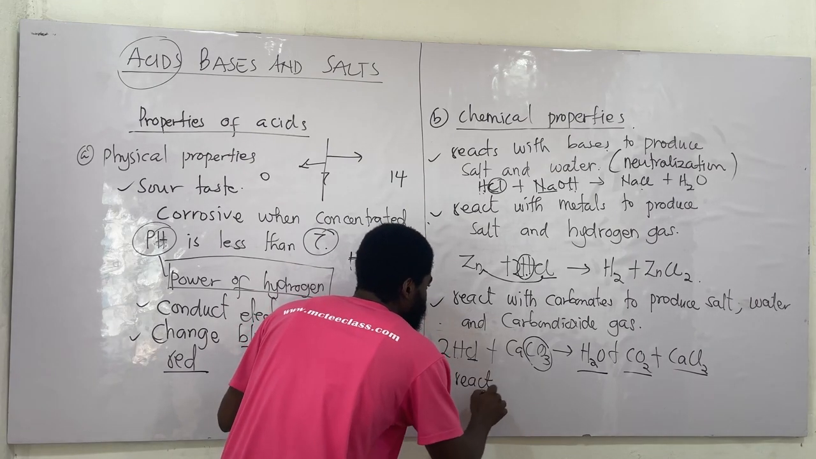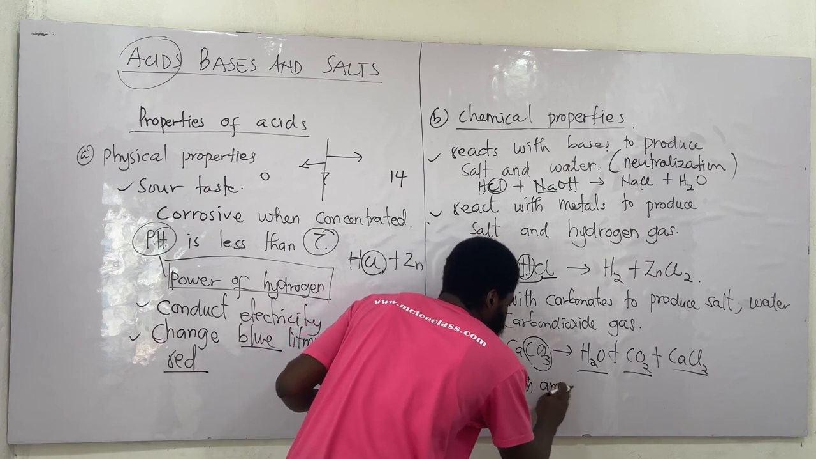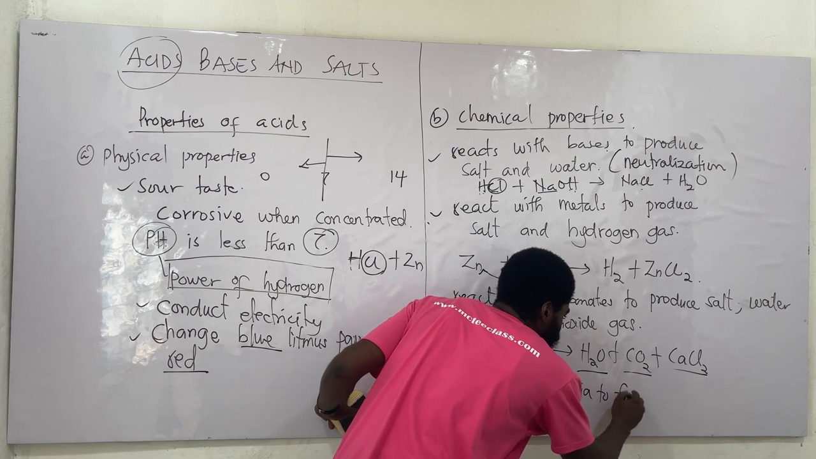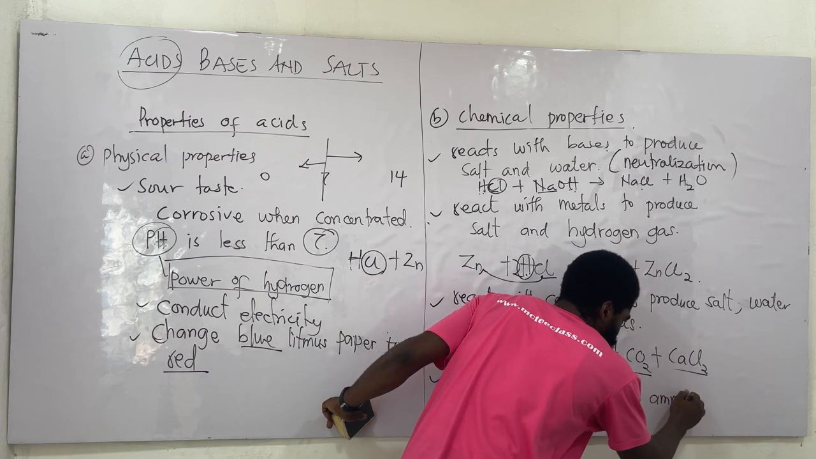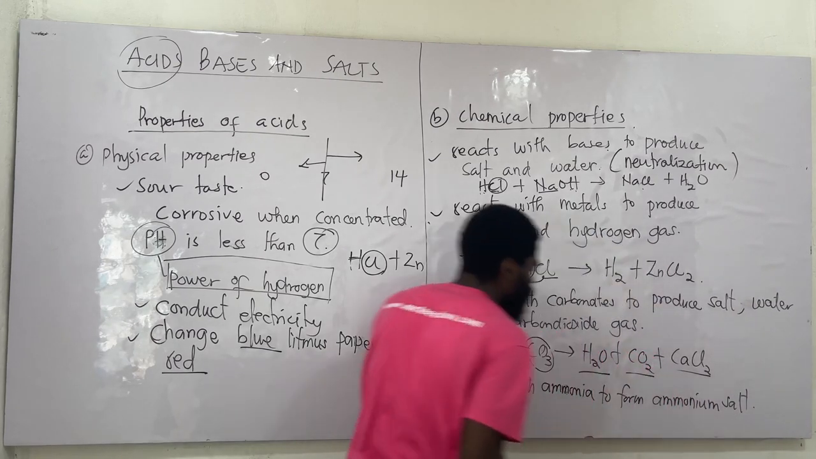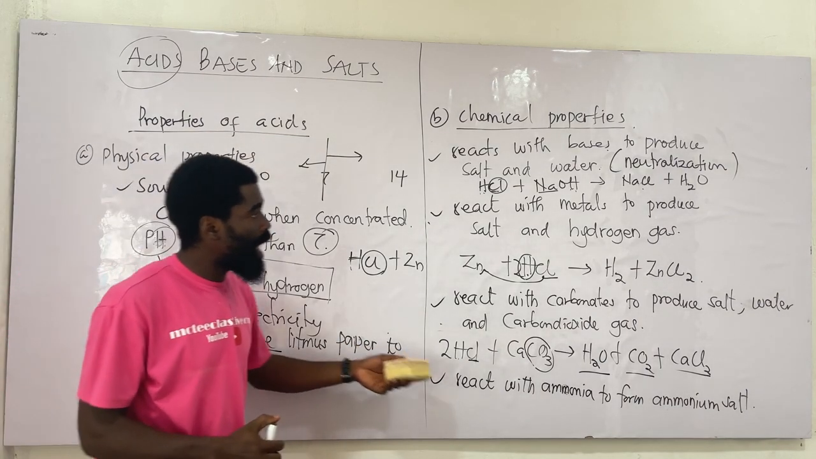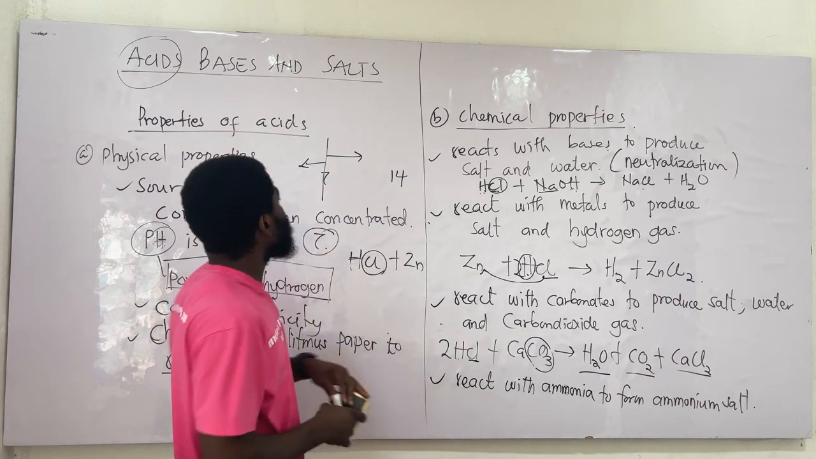So they react with ammonia to form ammonium salt. Right? Good. So that is for the acids, right? These are the reactions. Good. So these are chemical properties of acids.